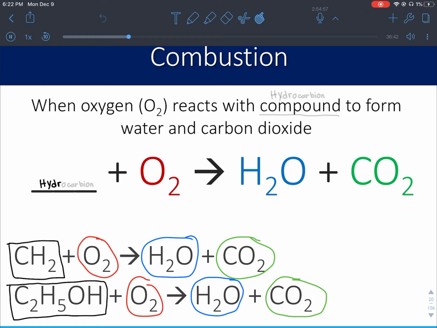That's how you identify combustion. There's no good ABCD pattern. What you want to be on the lookout for is these four things. That's the key to combustion reactions.